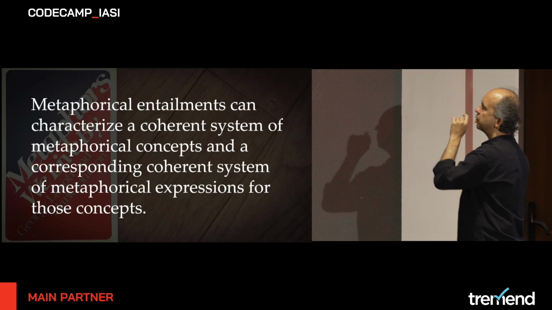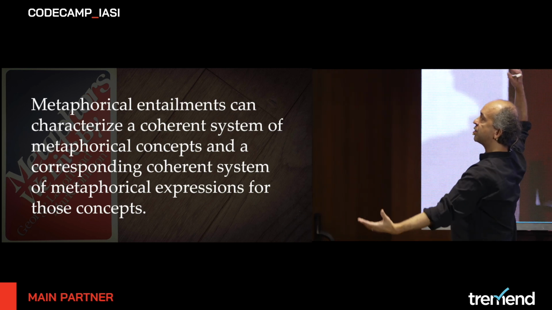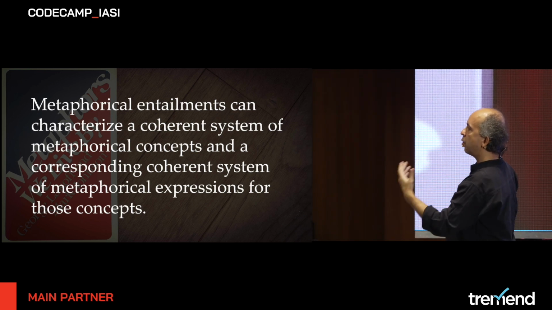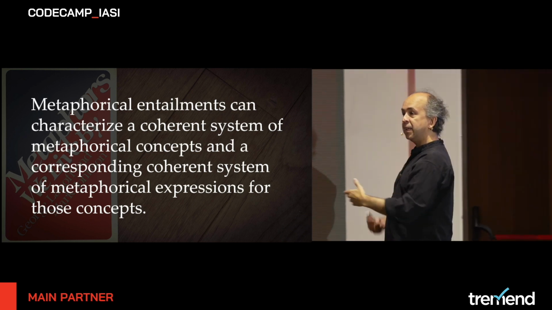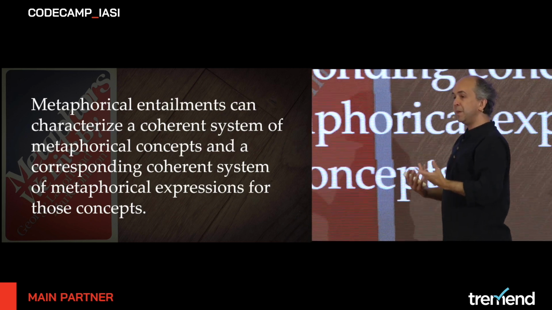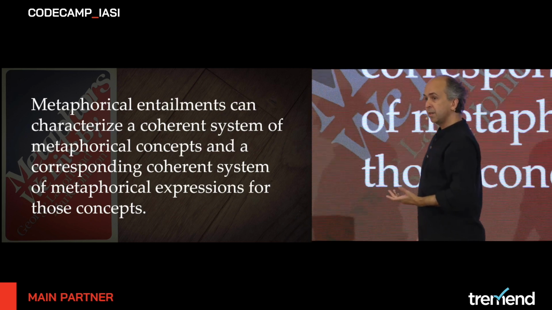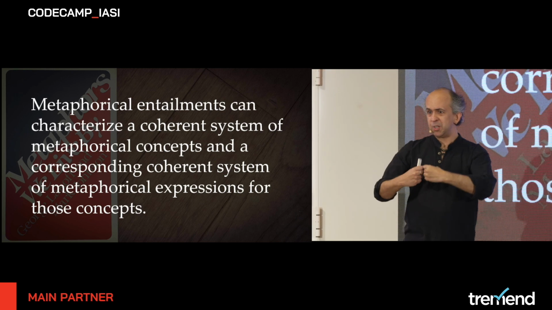And that's another thing that's covered in Lakoff and Johnson. Metaphorical entailments can characterize a coherent system of metaphorical concepts and a corresponding coherent system of metaphorical expressions for these concepts. They give you a language to work with. They give you a system of meaning. Of course, it's not perfect. That's where ultimately, when we're building systems, there's a lot of negotiation.